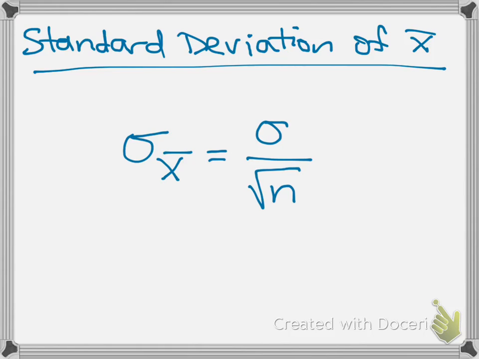And also, these last two formulas that I showed you, just like we talked about in the last video, you should only use these when your population is at least 10 times as large as your sample. Remember, that was the same rule we had when we were talking about sample proportions.